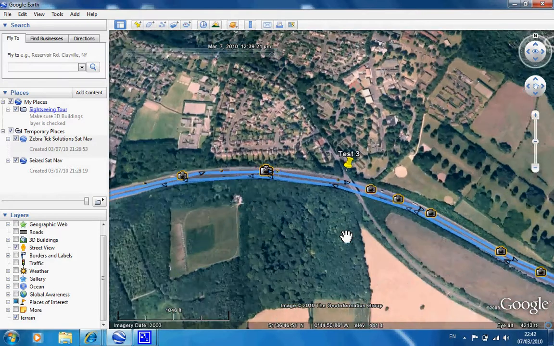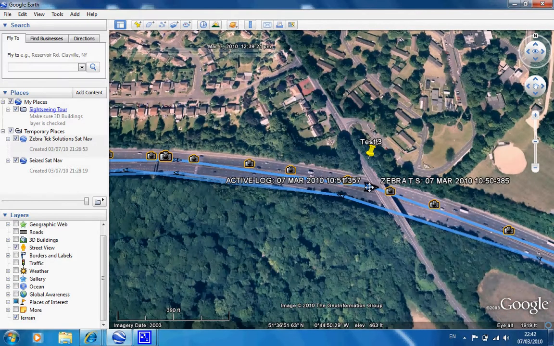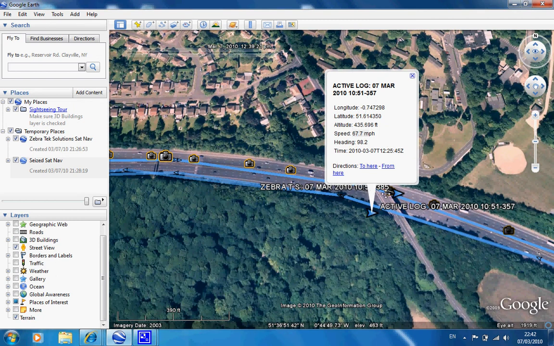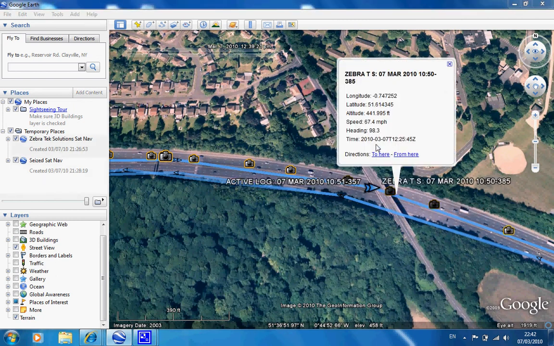Third sample point, starting with the active log, the C sat-nav, 67.7, with our reference sat-nav, 67.4.